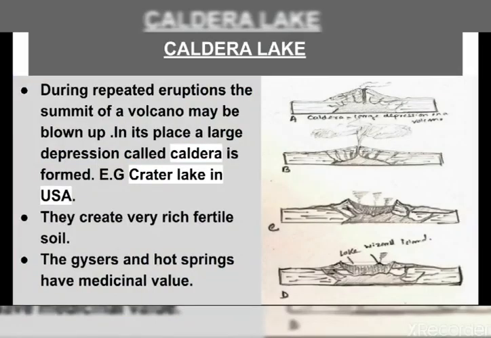Next is caldera lake, which is another example of extrusive landform formed due to volcanic eruption. What happens during the repetitive eruption? The summit of a volcano may be blown up. In its place, a large depression called caldera is formed. Now, when the magma chamber is no longer able to emit sufficient magma, this results in the collapse of the volcanic cone, and this depression eventually gets filled with water and forms a lake. For example, Crater Lake in USA.